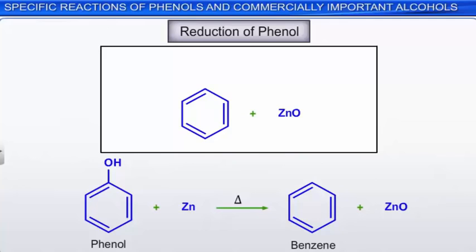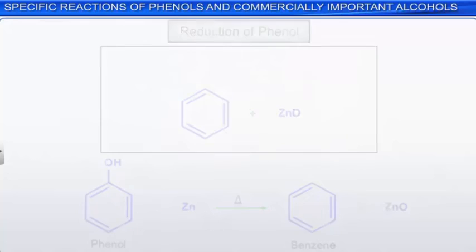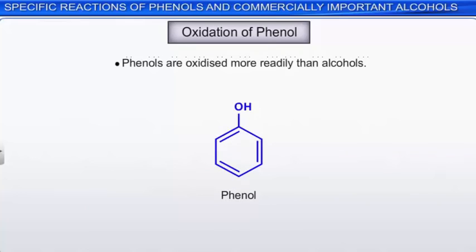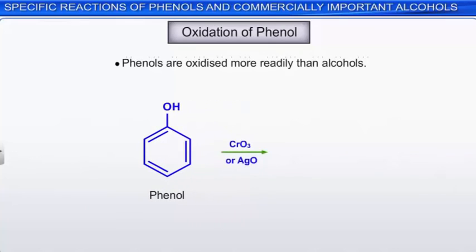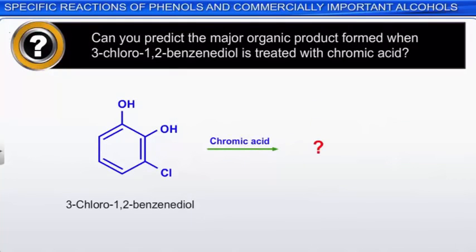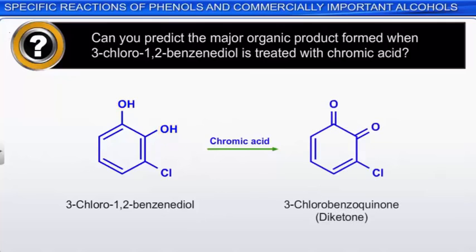Phenols are oxidized more readily than alcohols. Phenols can be oxidized either by chromic acid or silver oxide, a weak oxidizing agent, to produce conjugated diketones, which are commonly called benzoquinones. Can you predict the major organic product formed when 3-chloro-1,2-benzenediol is treated with chromic acid? Since two hydroxyl groups are present, both will be oxidized into ketones. The double bonds need to be rearranged to make the diketone.